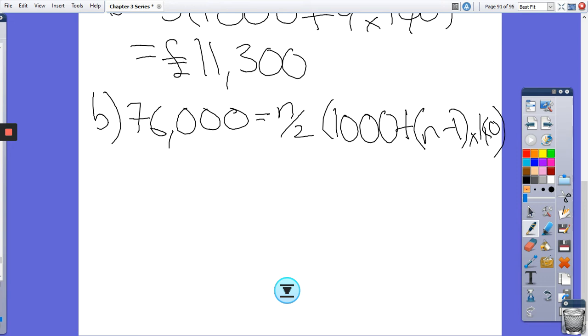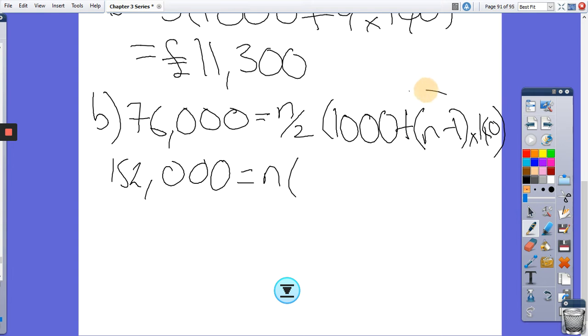So if we do that, then we've got to expand. Let's get that 2 over there because nobody likes that 2. So we'll do 152,000 here. We'll keep that n there now, and we'll expand out this bracket here.